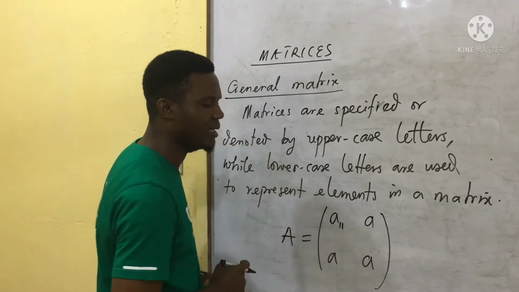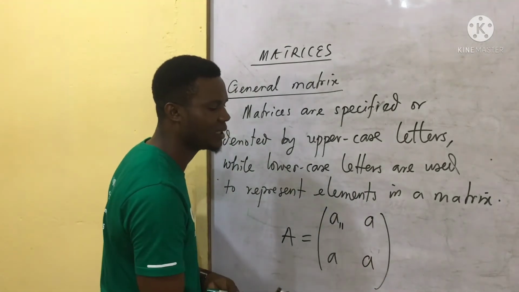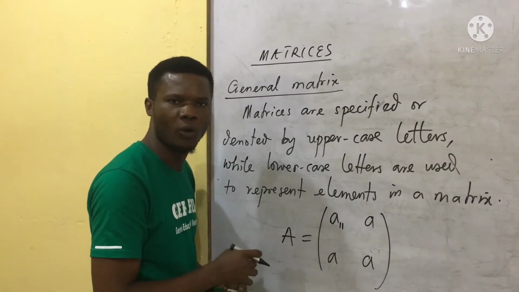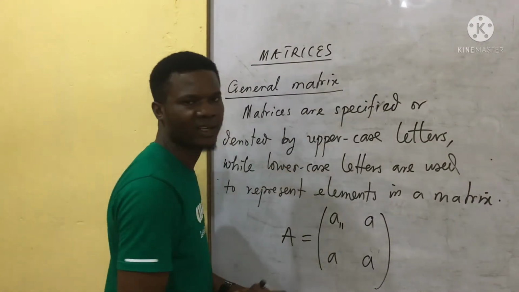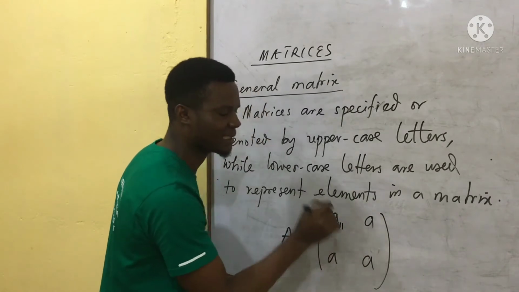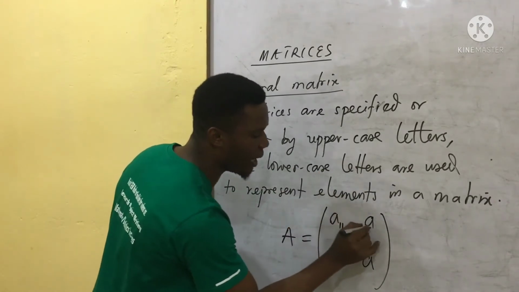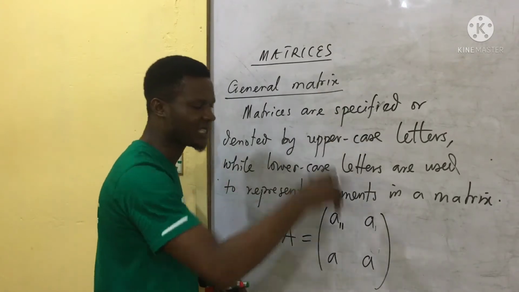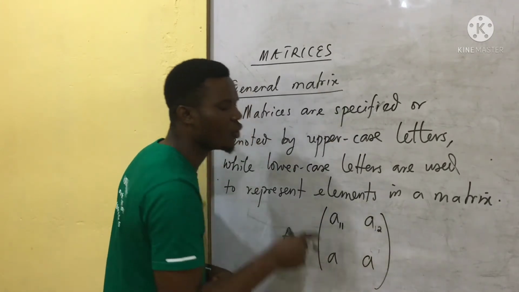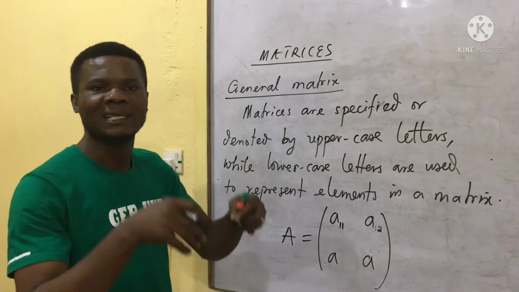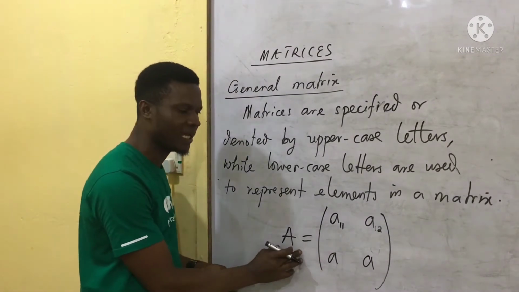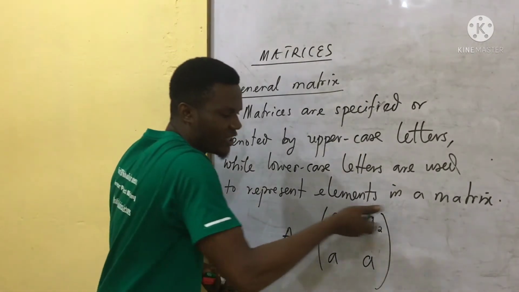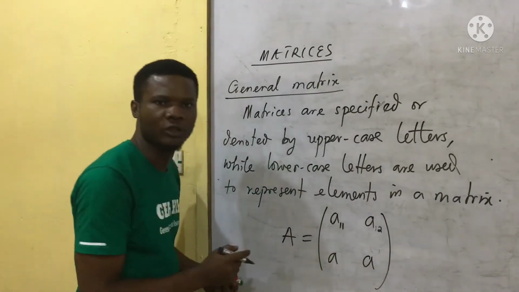Moving to this other element, you will notice that this element is found along the first row but along the second column. So to show that it is found along the first row, I'm going to put 1 here. And to show that it is found in the second column, I'm going to use 2. So a12 represents the element in the matrix A that is found along the first row but second column.